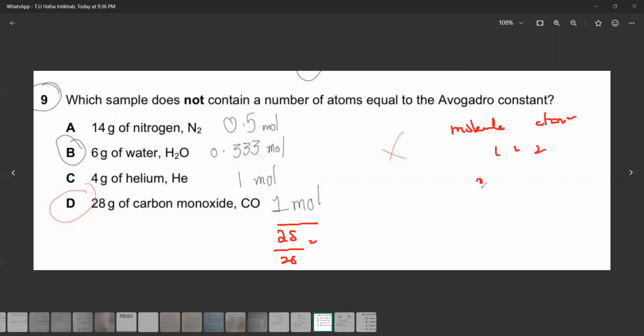So if we have 1 mole of molecules, how many moles of atoms will be there? 2 moles of atoms, so it won't be Avogadro's number. It will be double Avogadro's number. So the answer should be D. Is it clear?